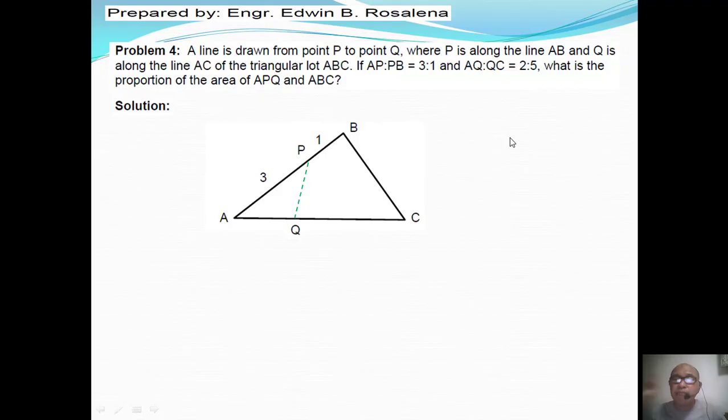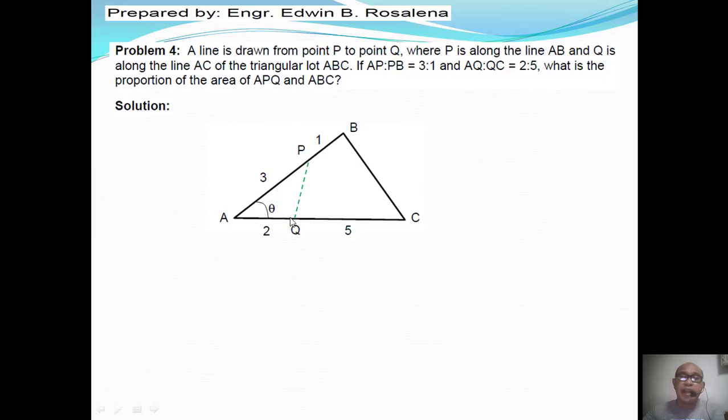So, I will do the same for AQC. AQ is to QC is 2 is to 5. So, meaning, AQ is 2 units and QC is 5 units. So, considering that, the total number of units from A to B is 4, and the total number of units from A to C is 7. So I can now compare the area or take the ratio of the area.